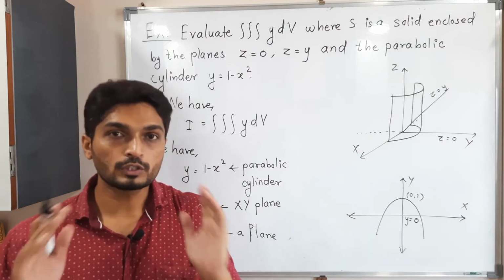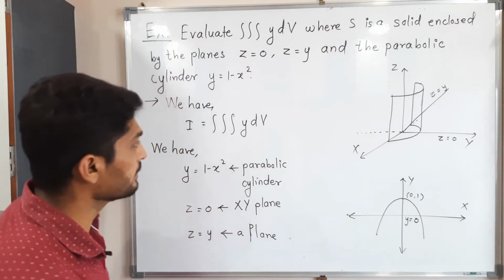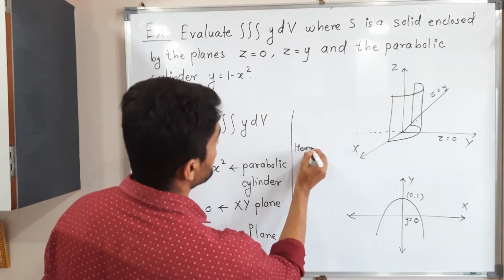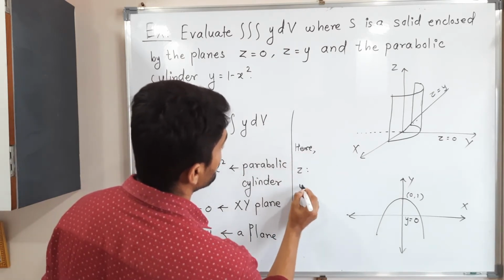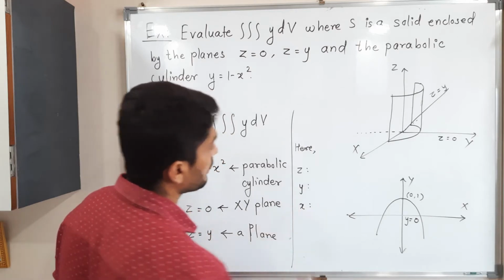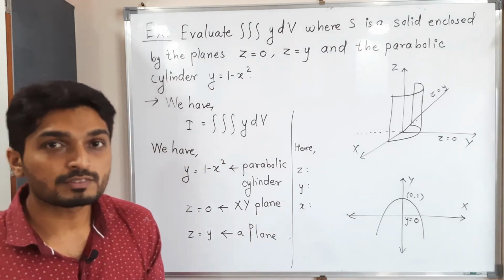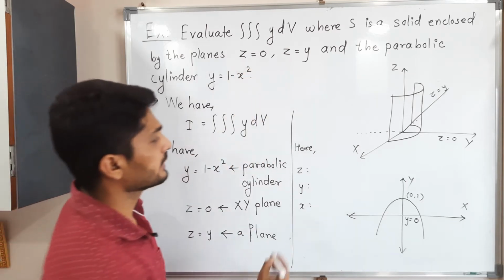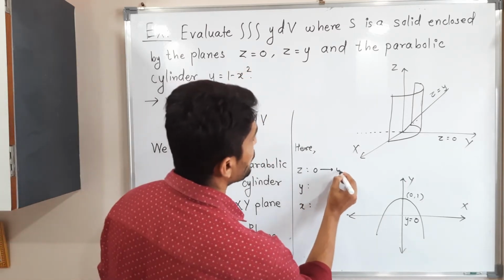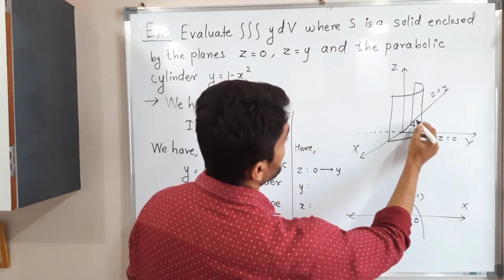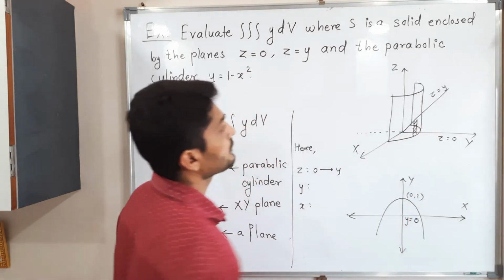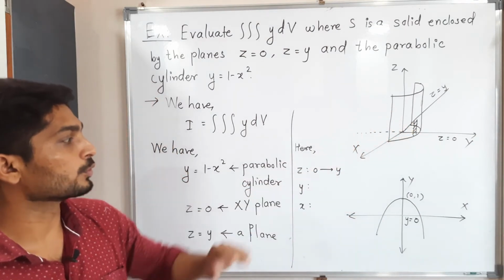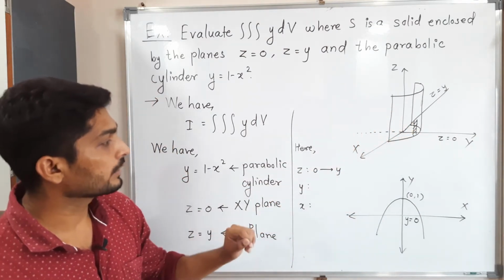So now we have to focus on limits, right? So let us find limits now. Here I will write z. First of all I will try to find limits of z, after that y, and after that we'll go for limits of x. So limits of z will be like this. As you can see here, z varies from 0 to y. If you consider a strip like this, a strip will be like this. So z varies from 0 to y.